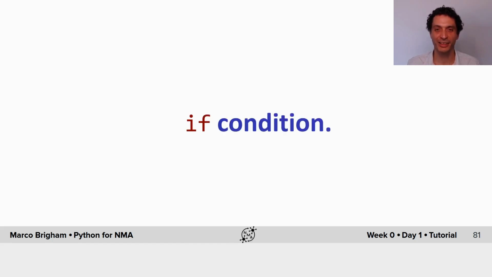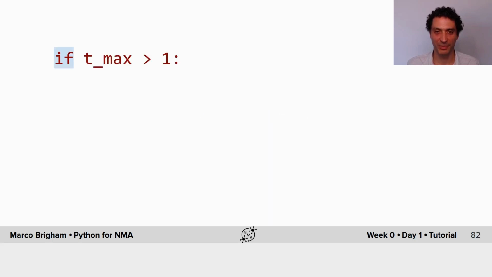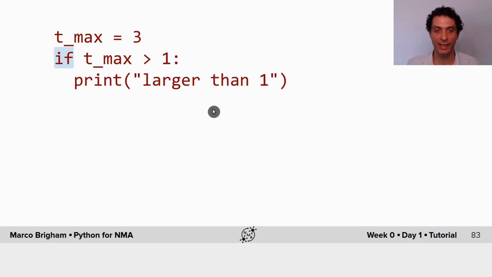Okay, let's talk about the if condition. An if condition is when you want to check for some conditions. So in this case, my variable tmax, if it is larger than 1, in this case, print that it is larger than 1. So if I initiate my tmax variable with number 3, and if this condition is true, if tmax is larger than 1, which is the case, then it will print larger than 1.